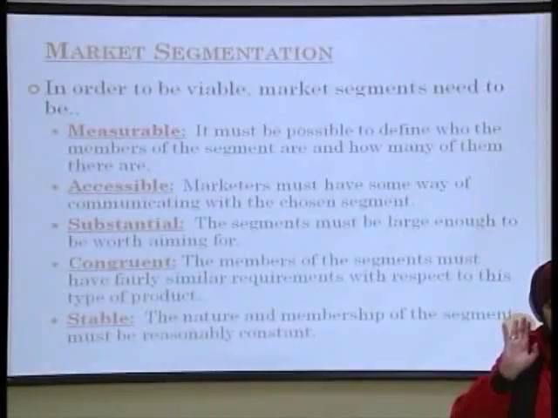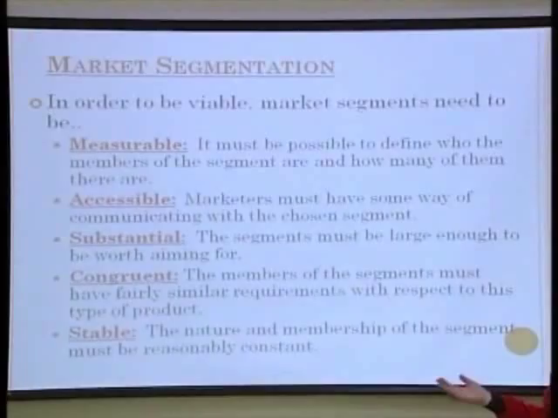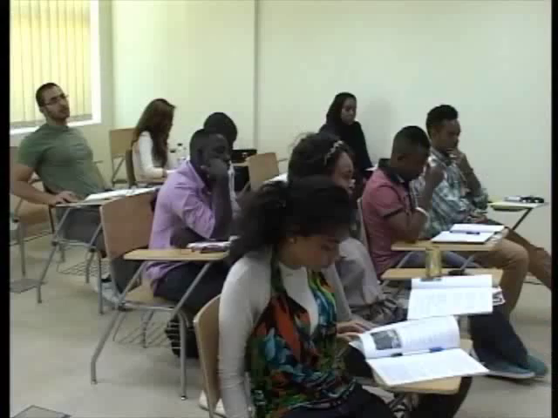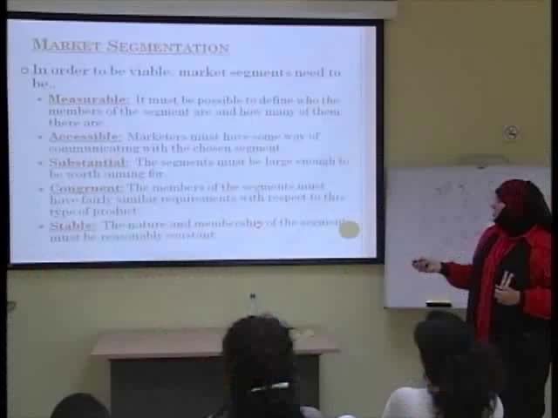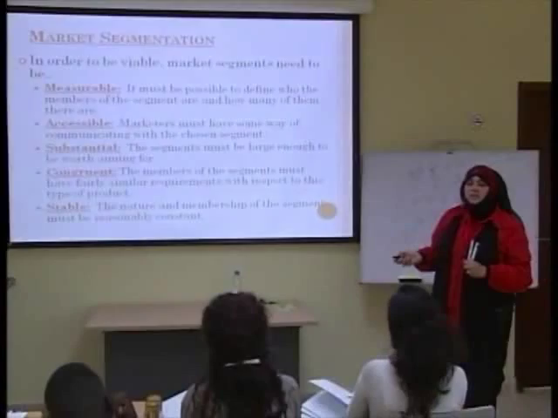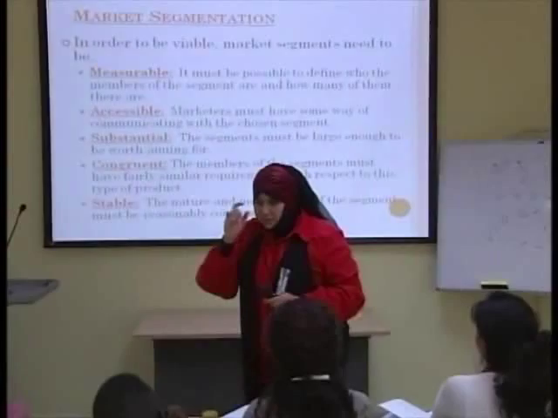Otherwise, if it is not congruent, then the segmentation is nothing. You did not do anything by segmenting the market, right? You're not talking to the same segment. Stable: the nature and membership of the segment must be reasonably constant. When you target a specific segment, for the segment to be viable, it should not vanish after some time.